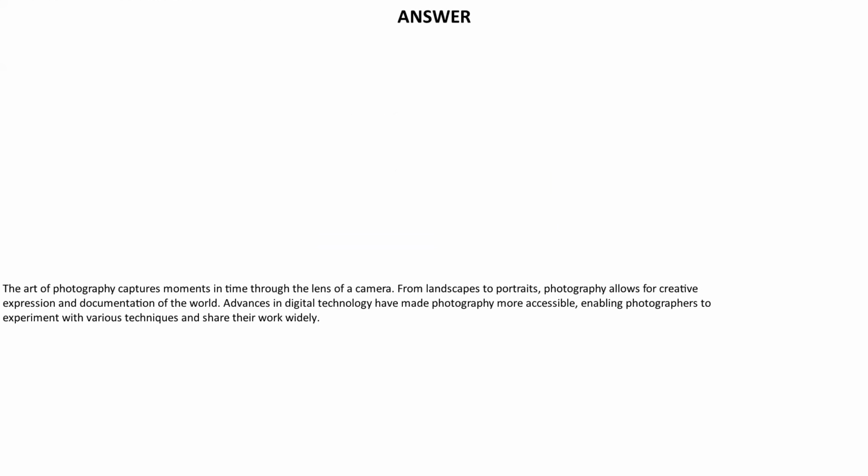The art of photography captures moments in time through the lens of a camera. From landscapes to portraits, photography allows for creative expression and documentation of the world. Advances in digital technology have made photography more accessible, enabling photographers to experiment with various techniques and share their work widely.